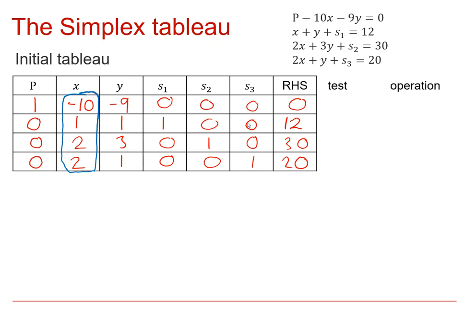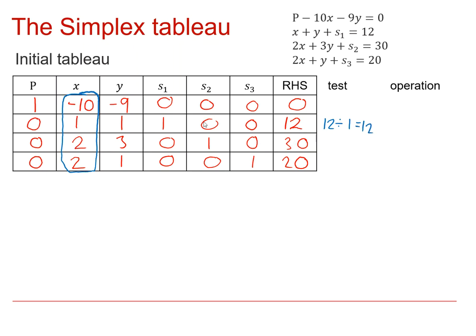Now to do that I need to do a little test. The top row is special. I'm not going to look at the top row, but for all the other rows, I'm going to take the value of the right hand side, so for this row that's 12, and I'm going to divide it by the coefficient of the variable which is in my pivot column. So that's going to be 12 divided by that coefficient there, divided by 1, which of course is 12.